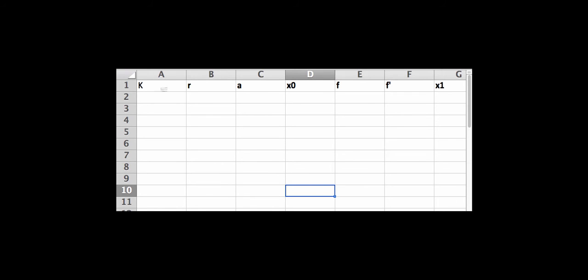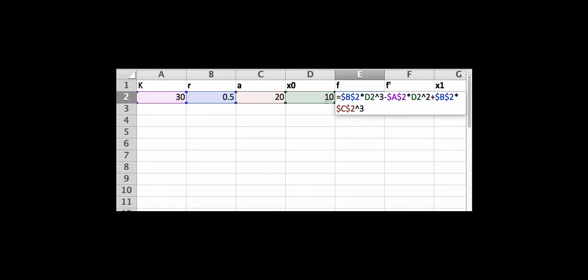I first prepare the spreadsheet by labeling the columns. In the first two columns, I keep the values of the constants that appear in the problem. So for example, we've chosen k to be 30, r to be 0.5, and a to be 20. I'm also going to indicate the initial guess, x0, which we decided should be 10.